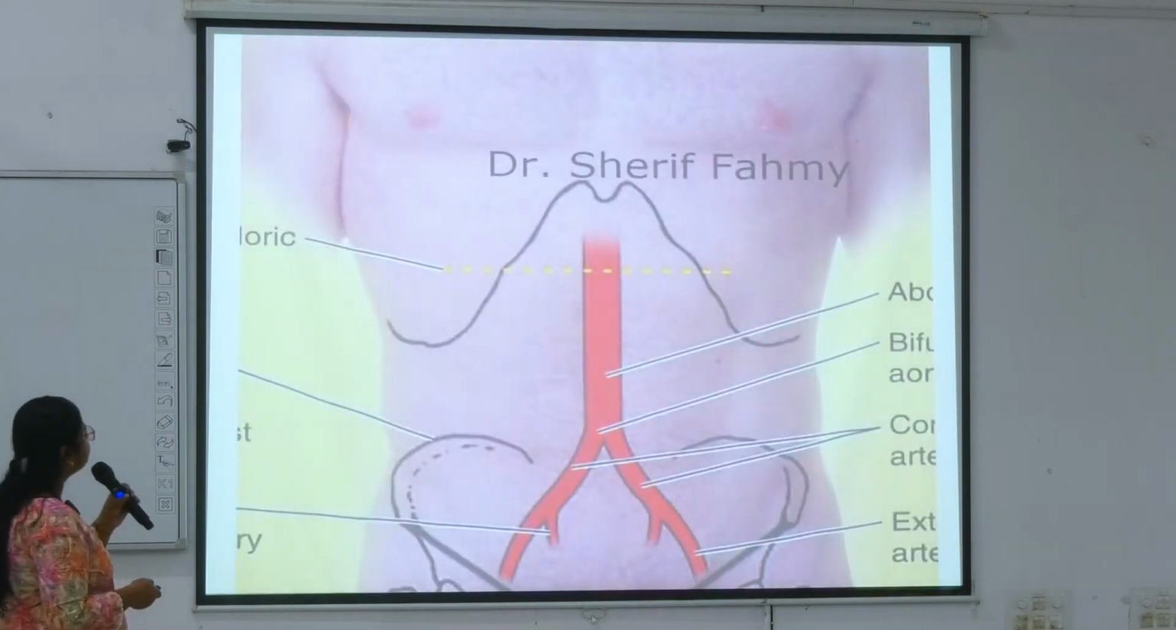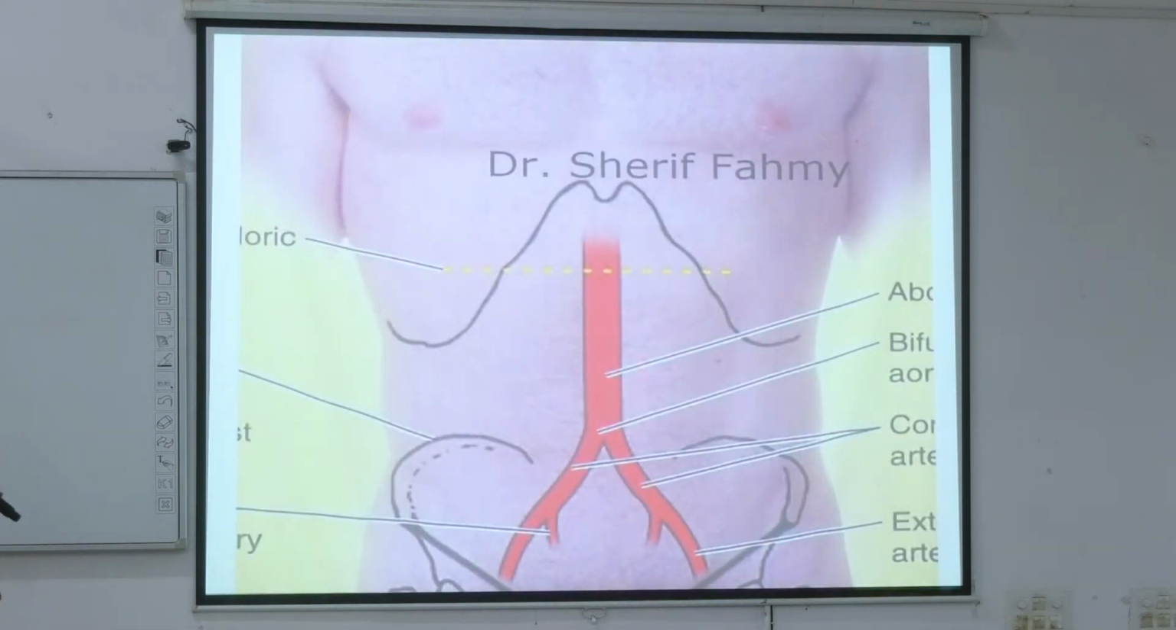Next. These are the two terminal branches that have been shown. Here is the aortic opening, here begins aorta, and then the terminal branches are two common iliac arteries, dividing into external and internal iliac. Next.